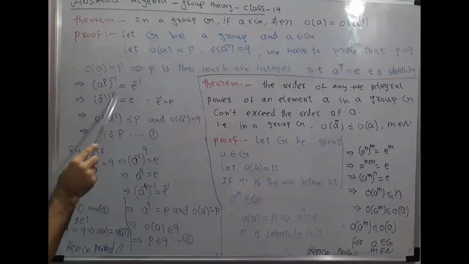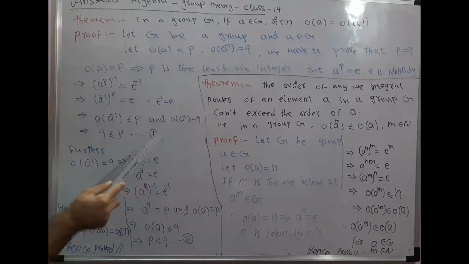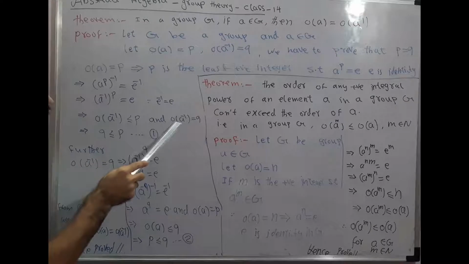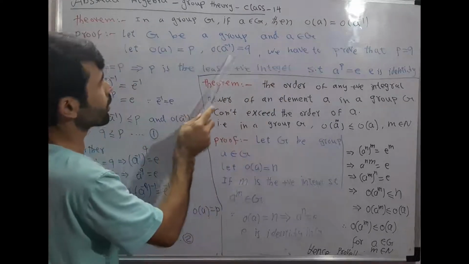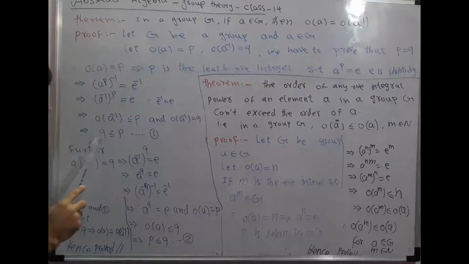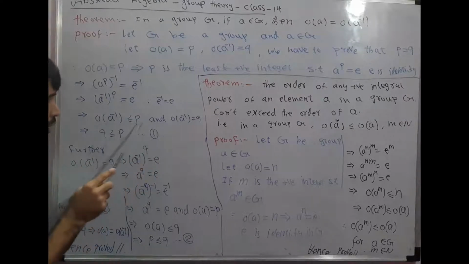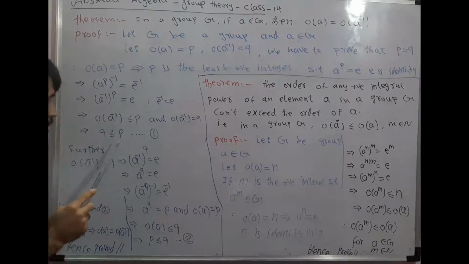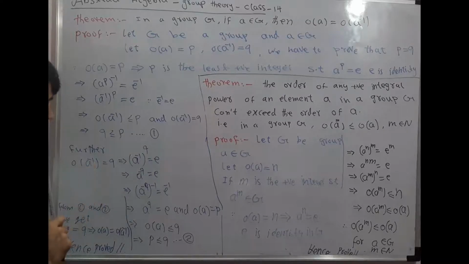Implies the order of a inverse is less than or equal to p. The order of a inverse may be p or less than p, not more than p. And the order of a inverse equals q. Therefore, it implies q is less than or equal to p. We call it relation 1.